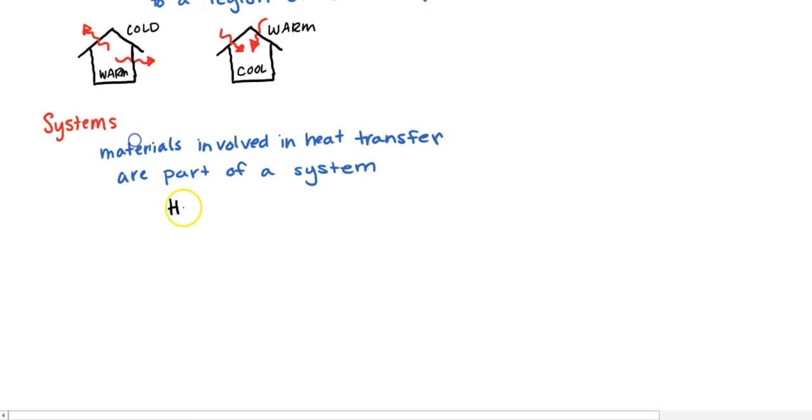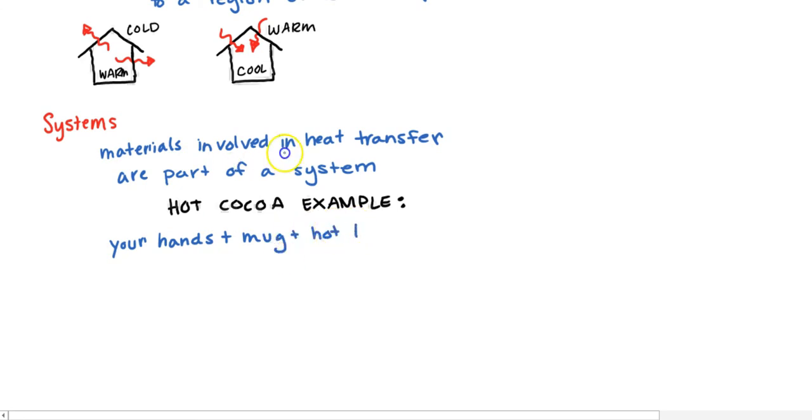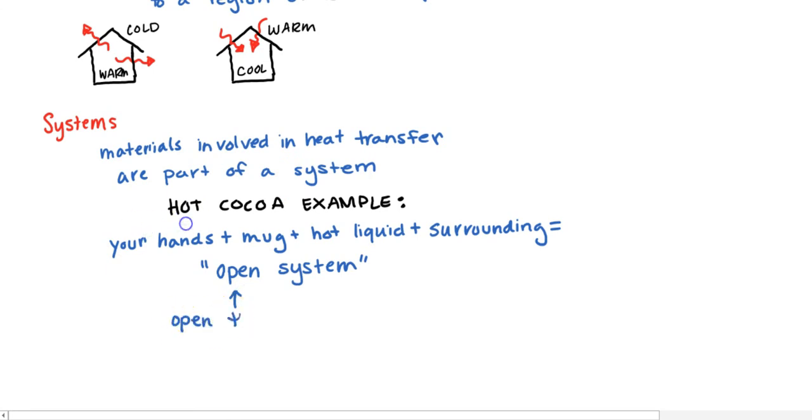If we continue with the hot cocoa example, we're going to list all the parts of the system. So the parts of the system are your hands, the mug, the hot liquid, and whatever's in the liquid, as well as the surrounding air. So all of those things equal this open system. It's called an open system because it's open to the environment.